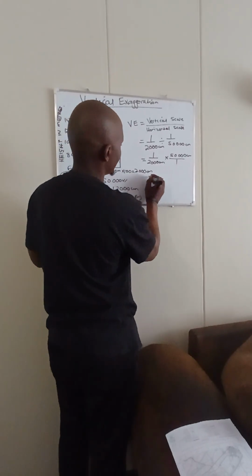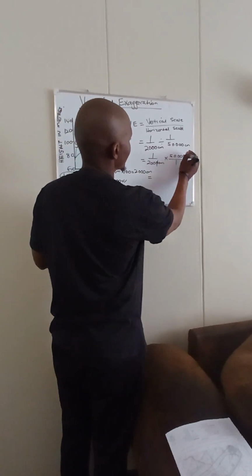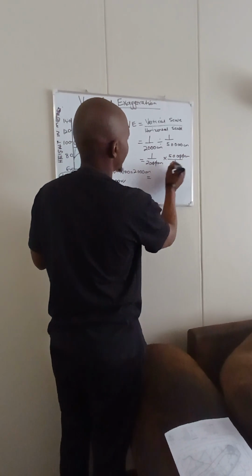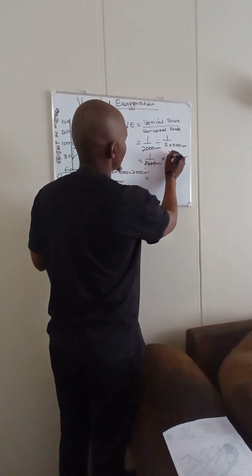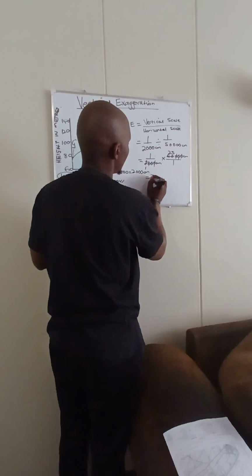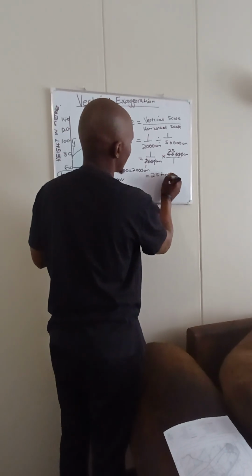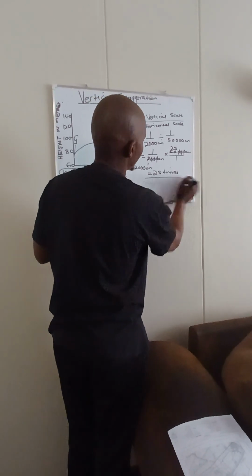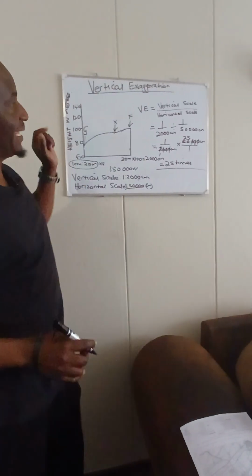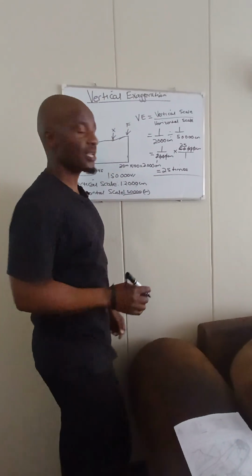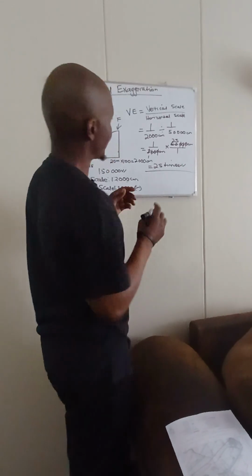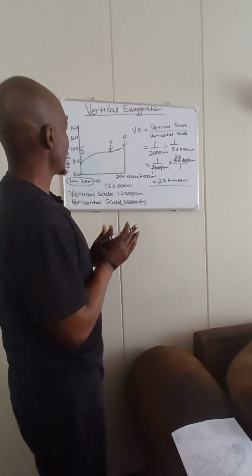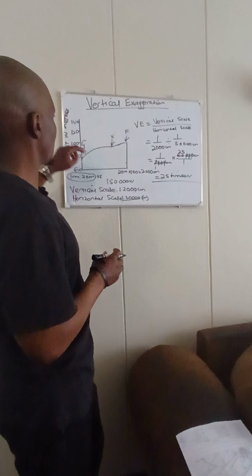I'm not yet done. Then from there, cancel the zeros, 0, 0, 0, and then 2 into 50 is 25 times. So my answer there is 25 times, which means my vertical scale has been exaggerated 25 times. That's how you calculate your vertical exaggeration. The most important thing is that it is intertwined with your cross section.